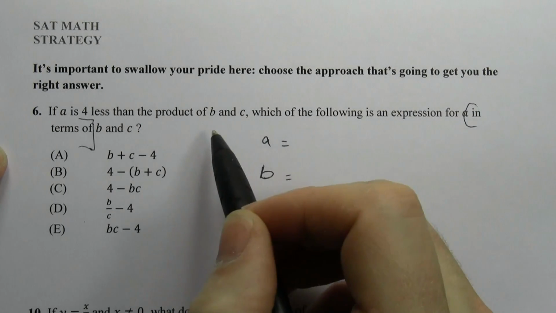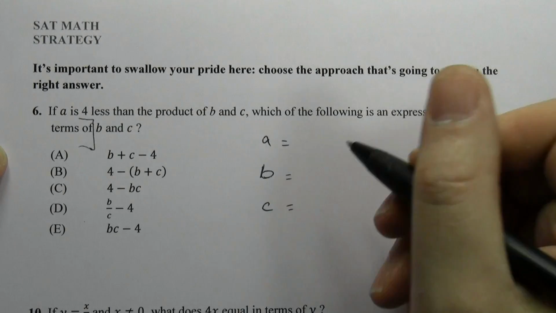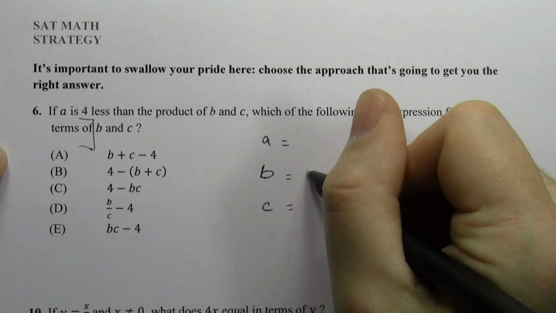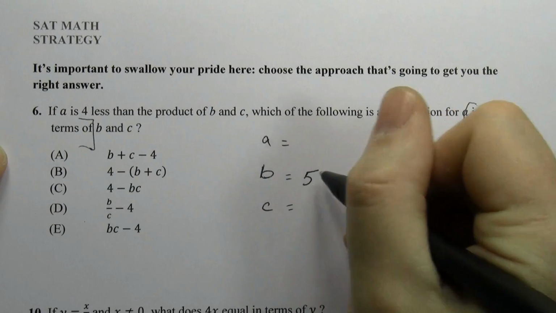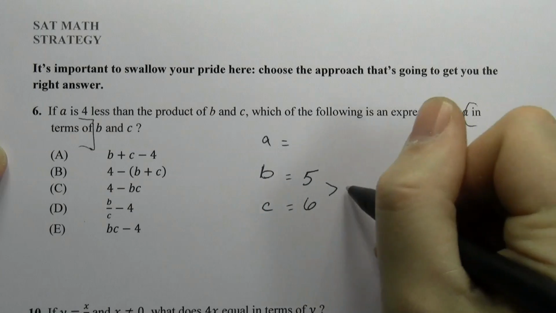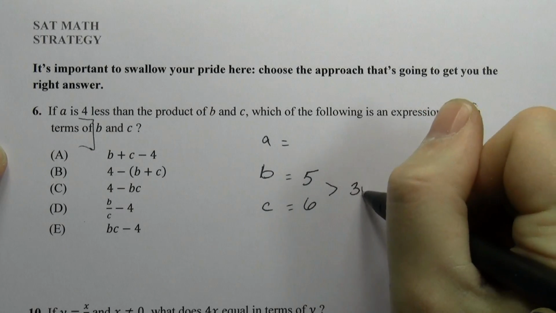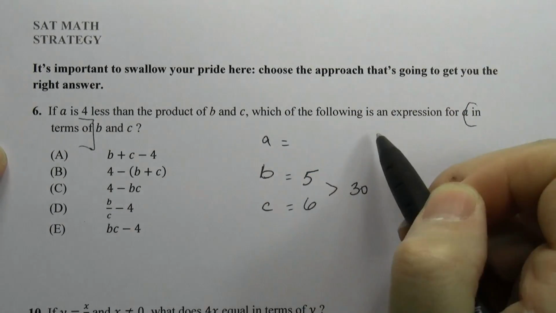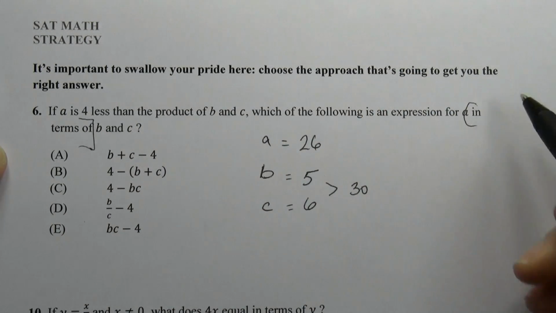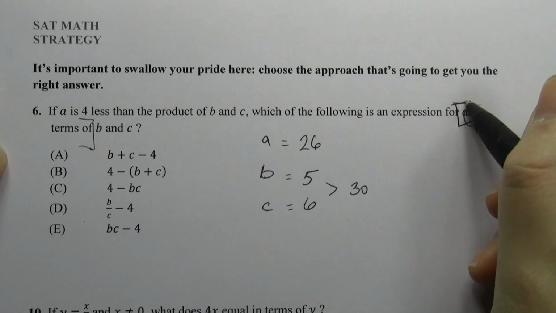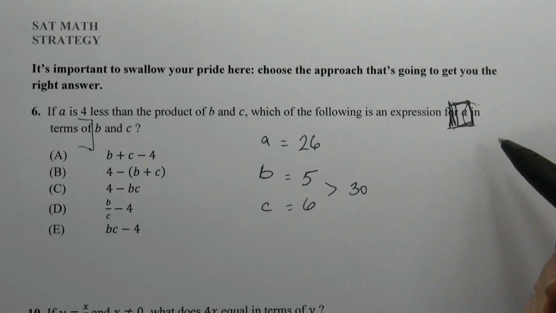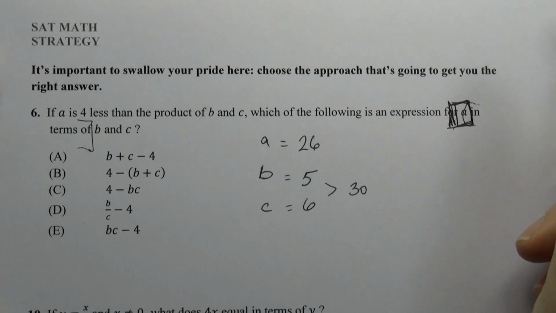In this case, we know that it's a product of B and C, so I'm just going to pick numbers for B and C. Let's try, I don't know, 5 and 6. The product of these 2 numbers is 30. Which means that if A is 4 less than the product, A is 26. The question's asking for A, so we're going to find the answer choice that says 26, and that's all we're doing here.